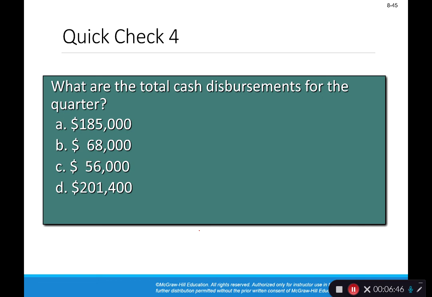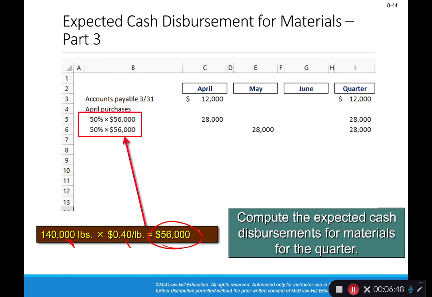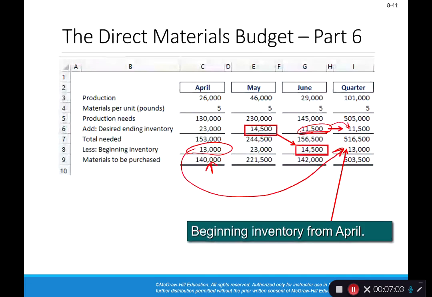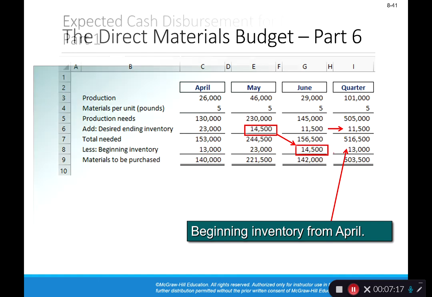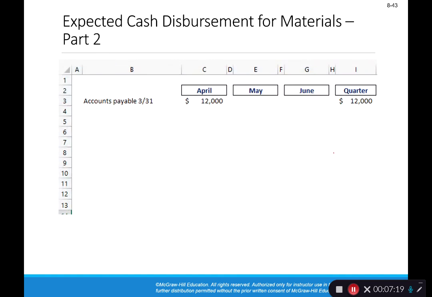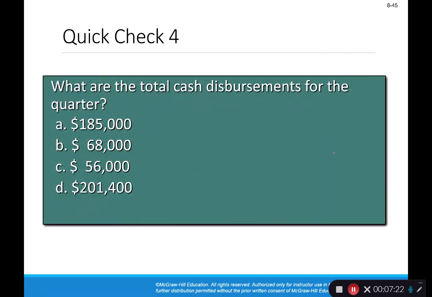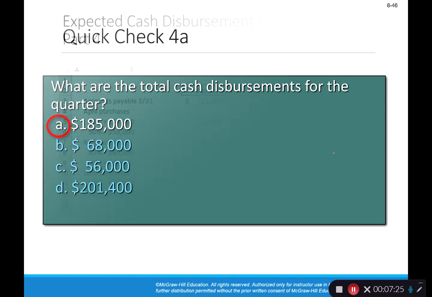So here it's asking, what are the total cash disbursements for the quarter? So you basically need to go through and complete this schedule for May, adding in May purchases and June purchases to it. And to do that, you're going to have to go back all the way to here where you've got your May and your June purchase numbers. You'll have to convert those to dollars, and then 50% is paid in the month of purchase, 50% in the following month. So if you try that out on your own, you'll be able to get your answer, which is 185. How do you get it?